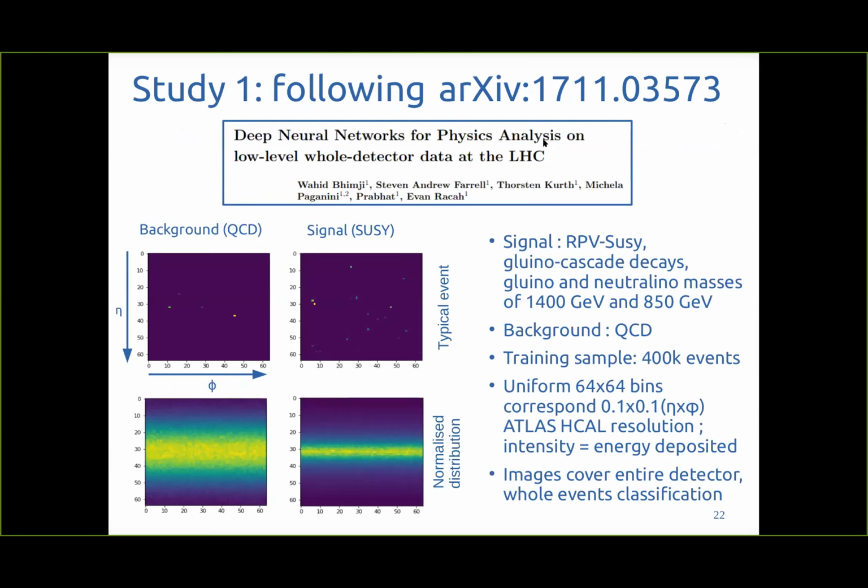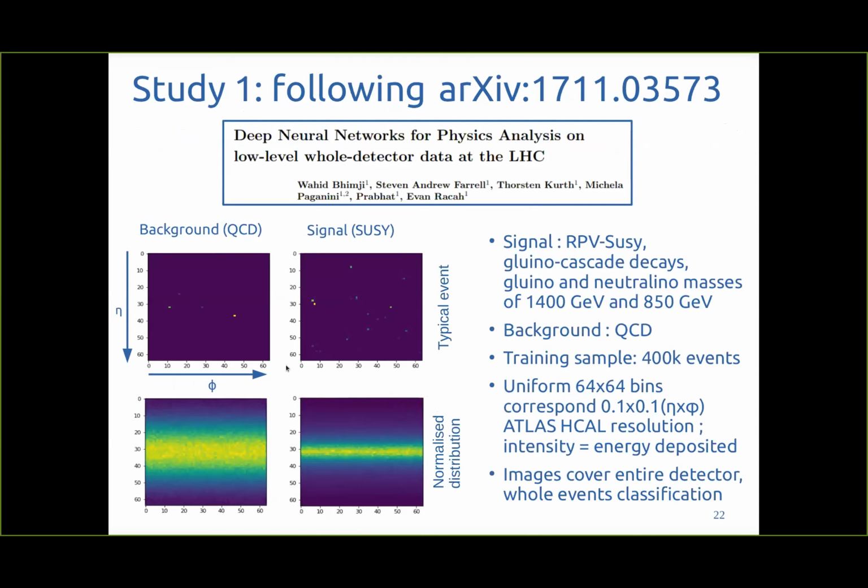We had a signal that was SUSY. The normalized distribution looked like this, the bottom right plot, versus a background which was QCD, where the distribution is shown on the bottom left plot here.